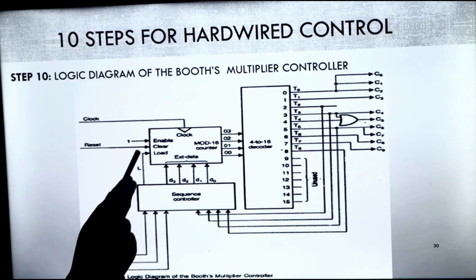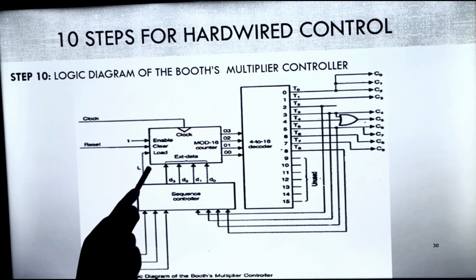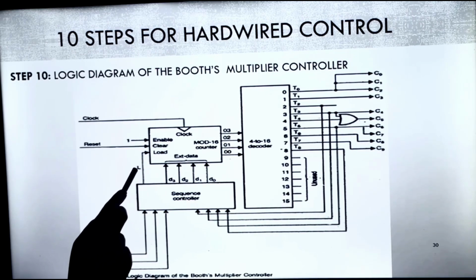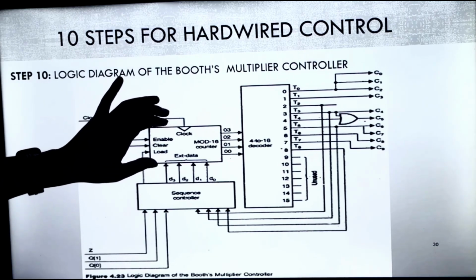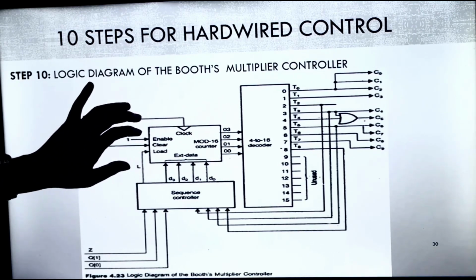Then there is an L line. Initially you have to put it 1 so that you can load some data. If it is 0, then you are not taking any input to the mode 16 counter. So the mode 16 counter is clear for you. This is not so difficult, right?